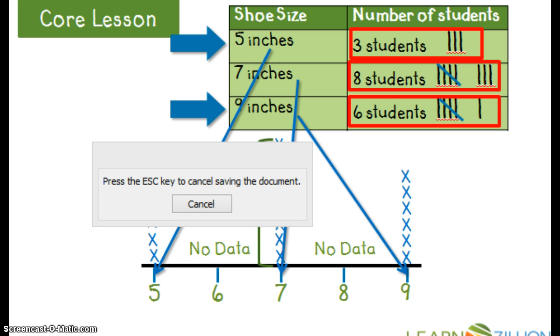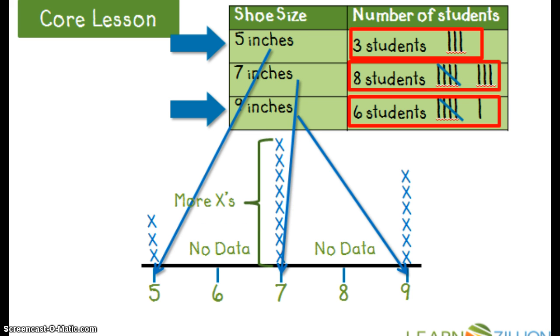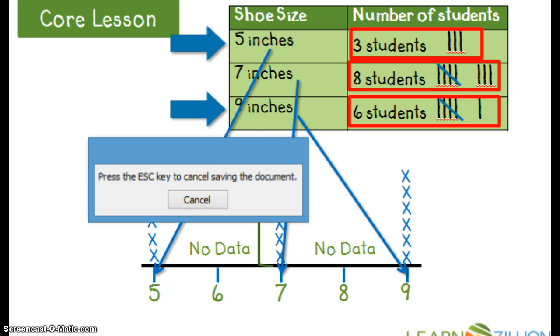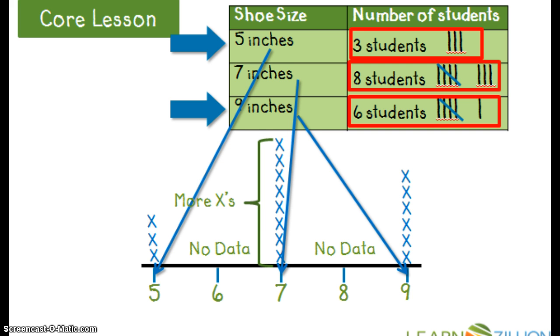Alright, so let's move on to the 7 inches. How many students had a shoe size of 7 inches? I'm looking at my data, 8 students. So I would put 8 X's here. 1, 2, 3, 4, 5, 6, 7, 8.